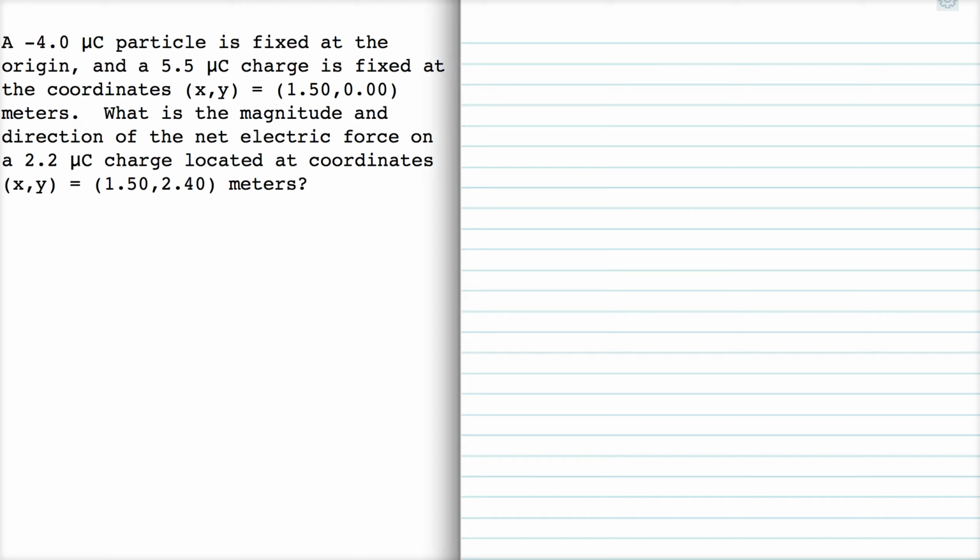For this problem, we have three charges that are fixed. So we have Q1, which is at the origin, Q2, which is at x equals 1.5, so this distance is 1.50 meters. And then we have a charge Q3 up here, which is positive.